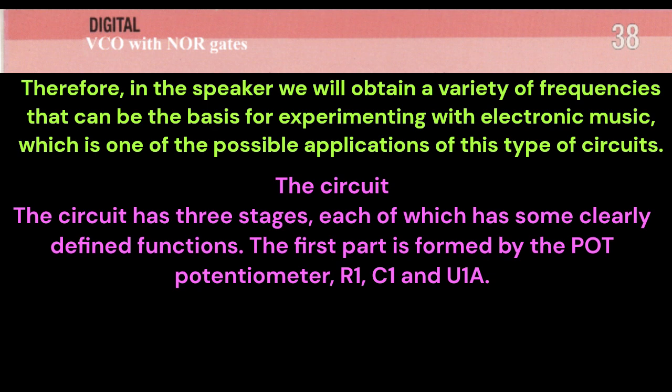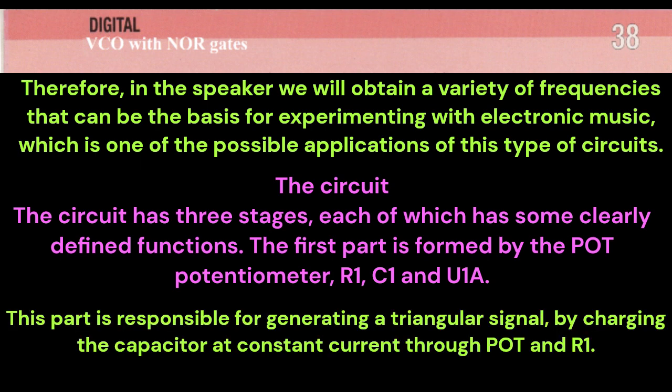The circuit. The circuit has three stages, each of which has some clearly defined functions. The first part is formed by the potentiometer, R1, C1 and U1A. This part is responsible for generating a triangular signal by charging the capacitor at constant current through the pot and R1.